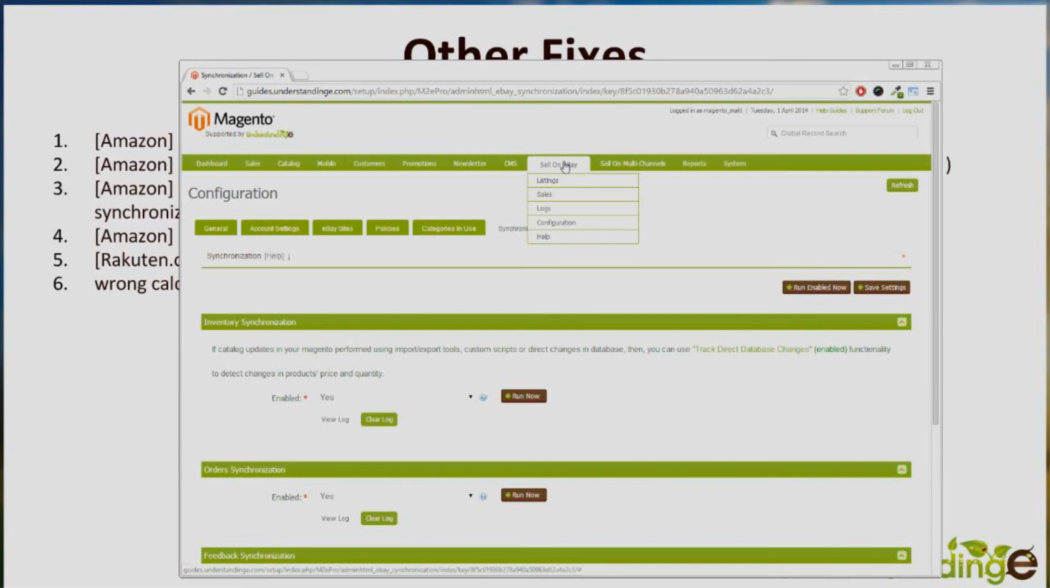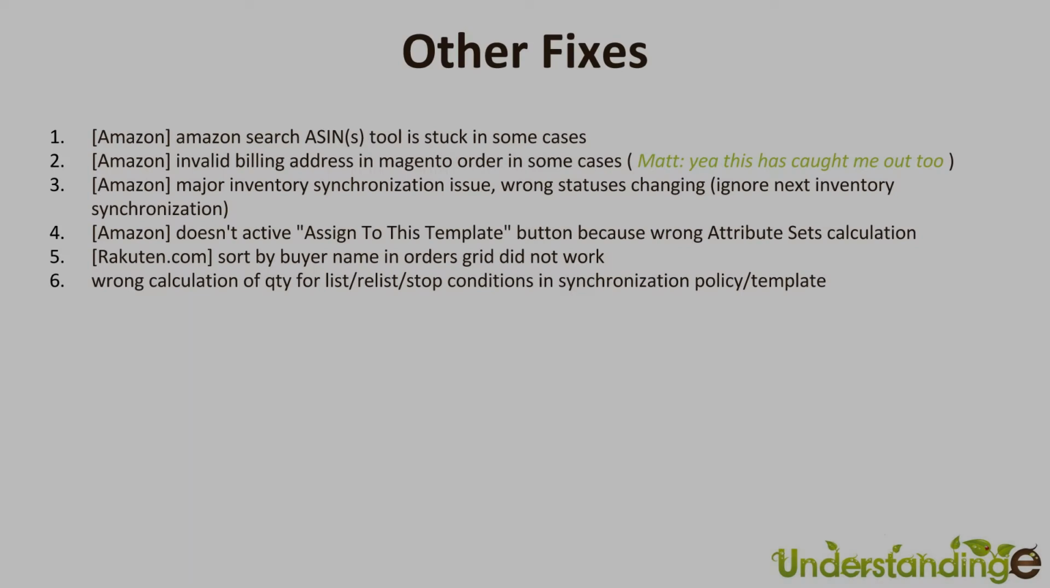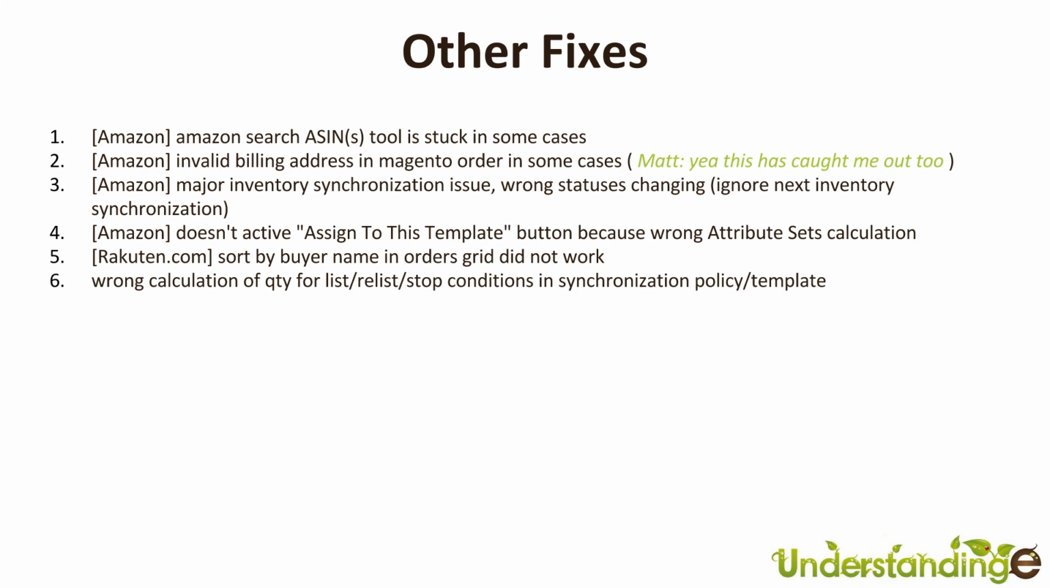Again, I would have been probably very vague on it as well. They've just said somewhere in Q2, so that's anywhere up into the middle of the year. We should be seeing an update for that as well. So we're looking forward to those changes to come in. Okay, so synchronization doesn't activate template, that's fair enough. Rakuten, sort by buyer name and grids didn't work, so that's a minor update. And by the look of it, they've done a calculation update as well for Rakuten in there too.